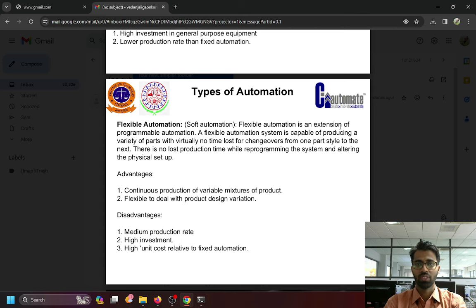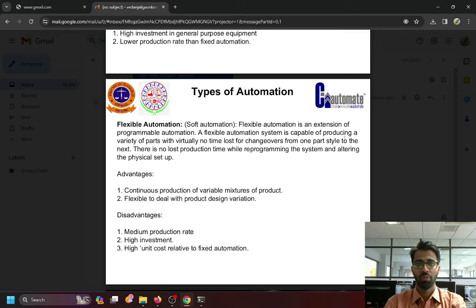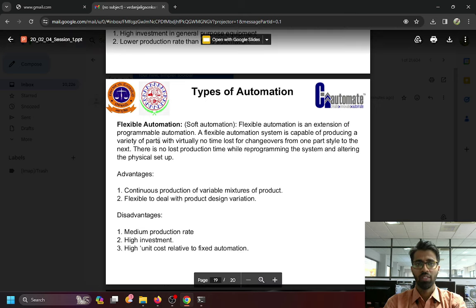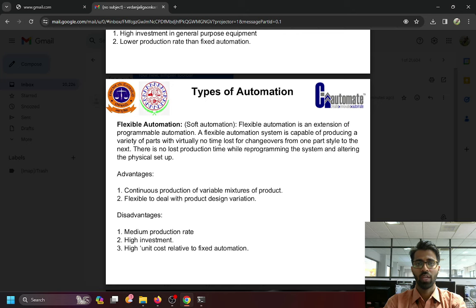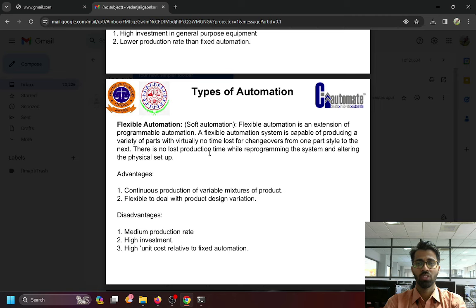Flexible automation is an extension of programmable automation. A flexible automation system is capable of producing a variety of parts with virtually no time lost for the changeover from one part style to the next. There is no lost production time while programming the system and altering the physical setup.